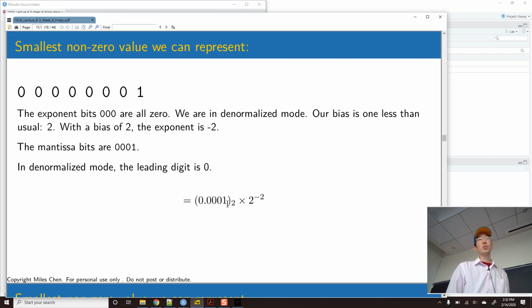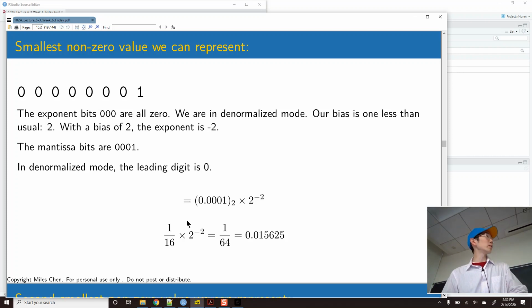0, 0, 0, 1. So this is halves, quarters, eighths, sixteenths. I've got 1/16 times 2 to the negative 2. 2 to the negative 2 is 1/4. 1/16 times 1/4 is 1/64. Is that all right?